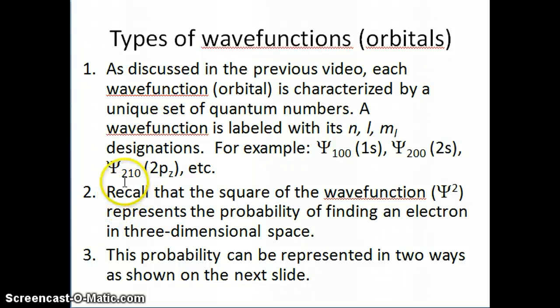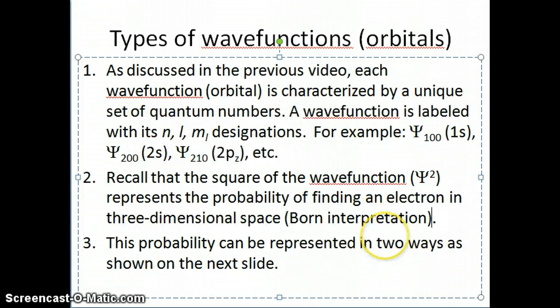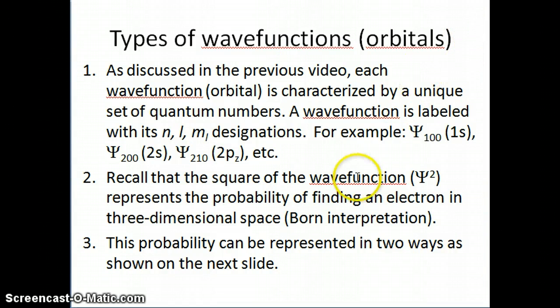Now, one of the things that we talked about when we first introduced the idea of quantum mechanics is this interpretation of the square of the wave function as representing the probability of finding an electron in the three-dimensional space that surrounds the nucleus. This is what we refer to as the Born interpretation of the wave function. Max Born is the scientist who came up with this concept of interpreting the wave function as a probability density, the square of the wave function.